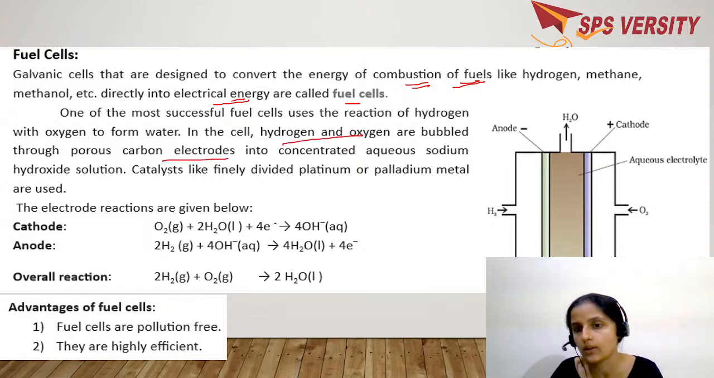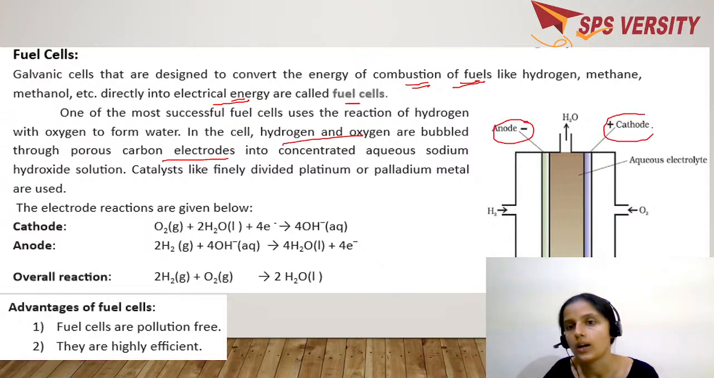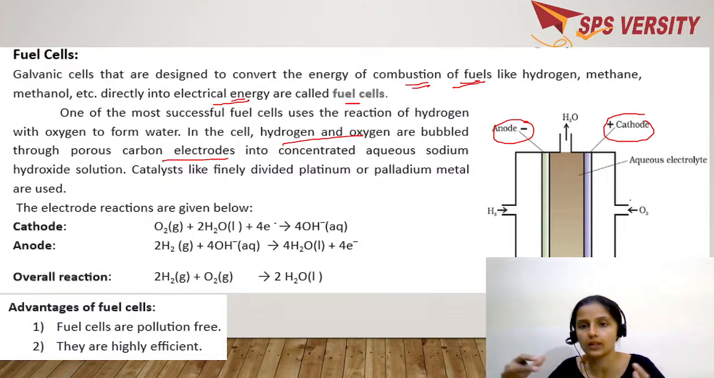So here you have sodium hydroxide solution, and then you have hydrogen at one side that acts as anode, and at the other you have the cathode. These are the platinum electrodes, or you can even take palladium, and the hydrogen and the oxygen are bubbled through this. And what do you see at cathode? You can take the reactions this way.